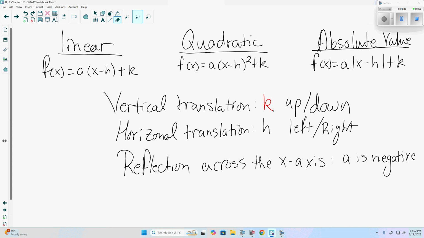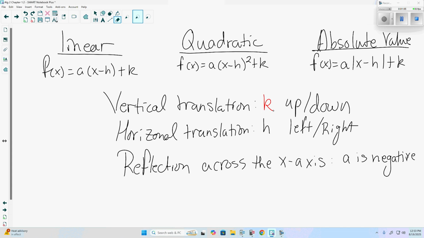And again, our horizontal translation is kind of the opposite of what we think. Because if we see inside parentheses our absolute value x plus 3, it's going to be moving 3 units to the left. X minus 3 is going to be to the right. Left and right is kind of the opposite of what we think. If we have a negative in the A spot, if the sign of A is negative, we have a reflection across the x-axis.